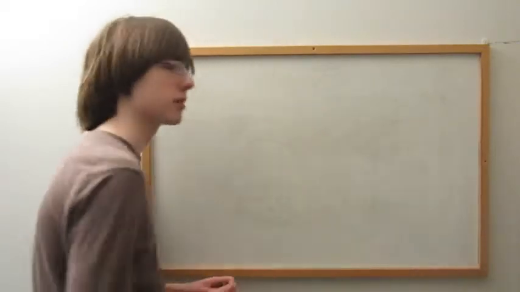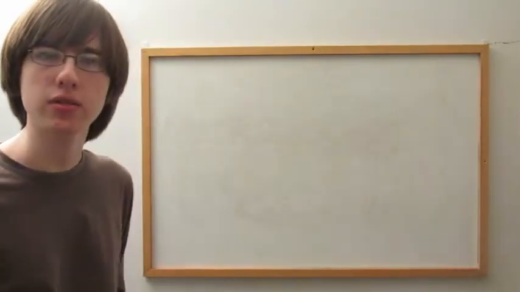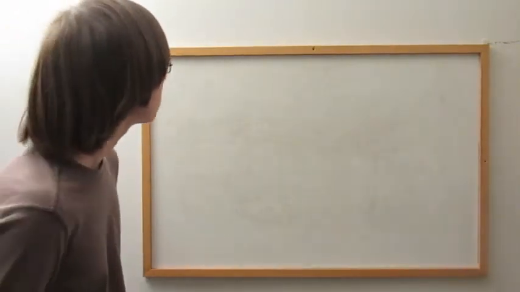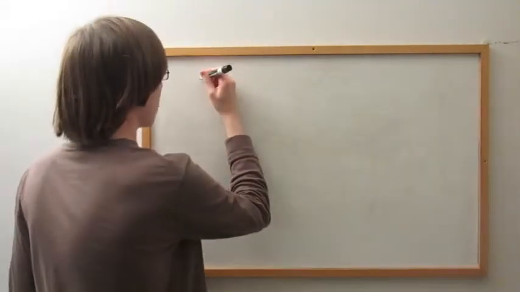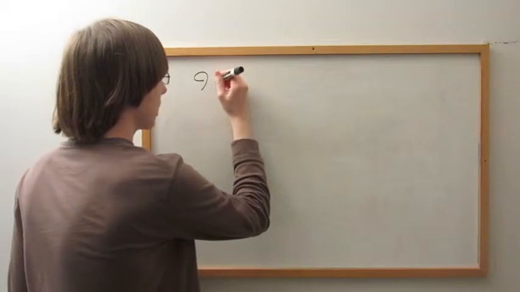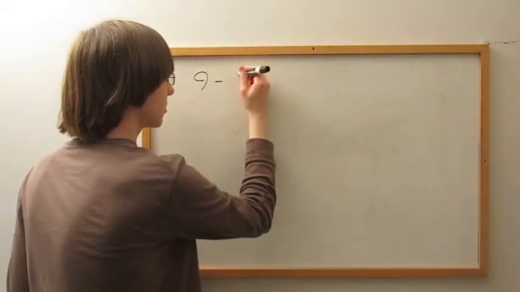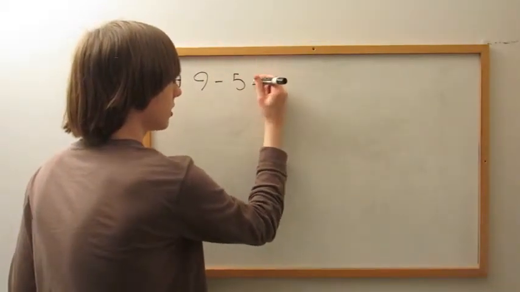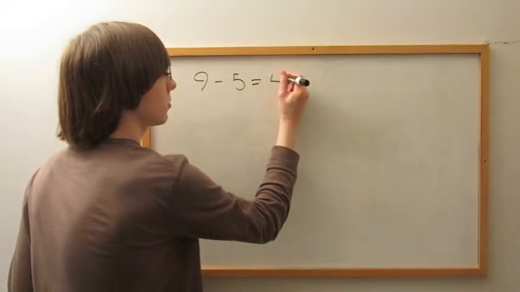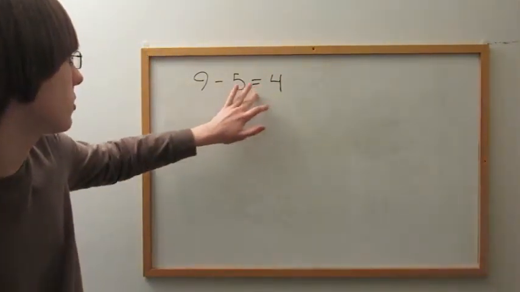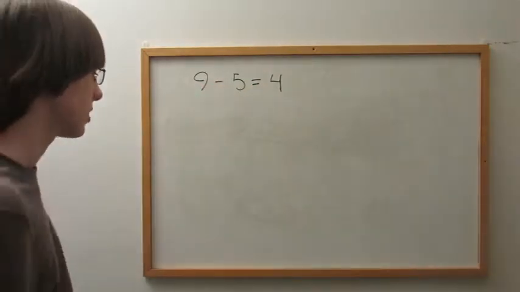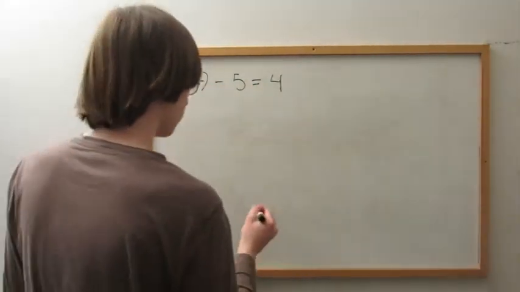Now, let's talk about subtraction and negative numbers, shall we? I'll just write it out again, and then we'll talk about how it happened. 9 minus 5 is equal to 4. So note that we still have our equal sign, but we have something new here. So I'll just draw out the problem again.